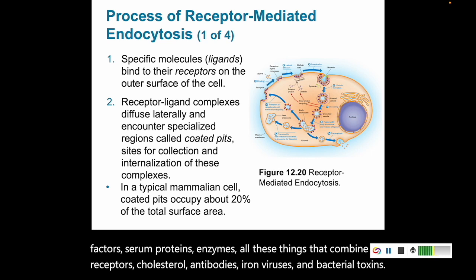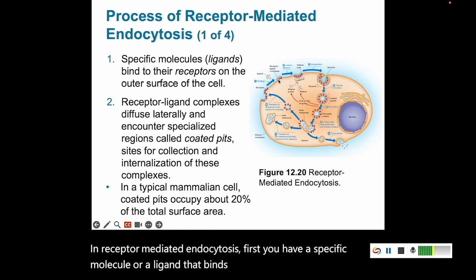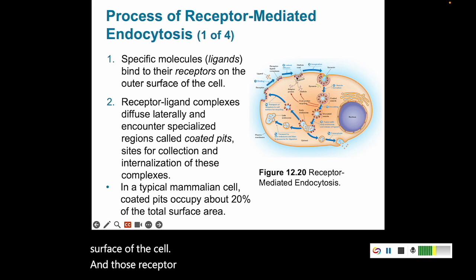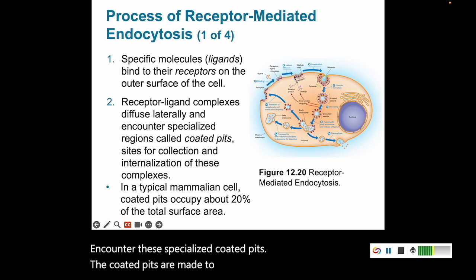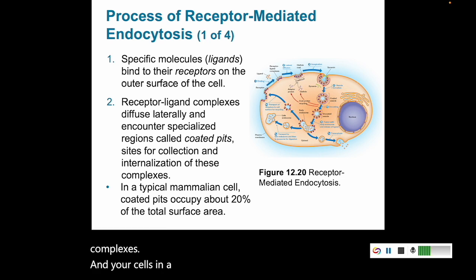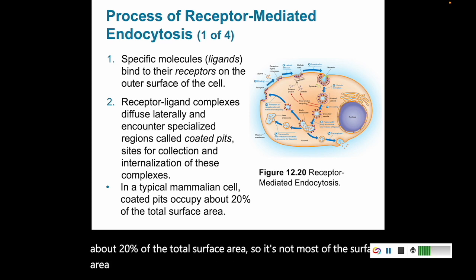In receptor-mediated endocytosis, first you have a specific molecule or a ligand that binds to the receptors on the outer surface of the cell, and those receptor-ligand complexes will diffuse laterally and encounter these specialized coated pits. The coated pits are made to collect and internalize these complexes. In a typical mammalian cell, coated pits take up about 20% of the total surface area. So it's not most of the surface area, but it is a good big percentage of it.